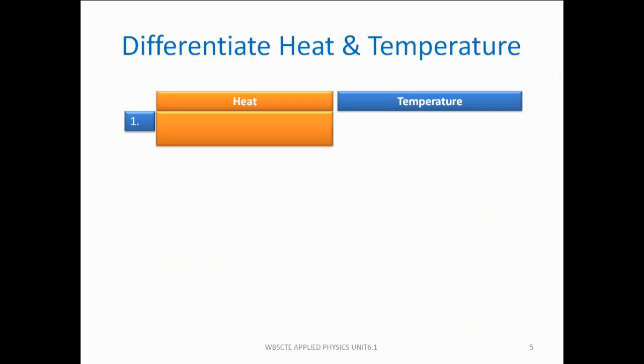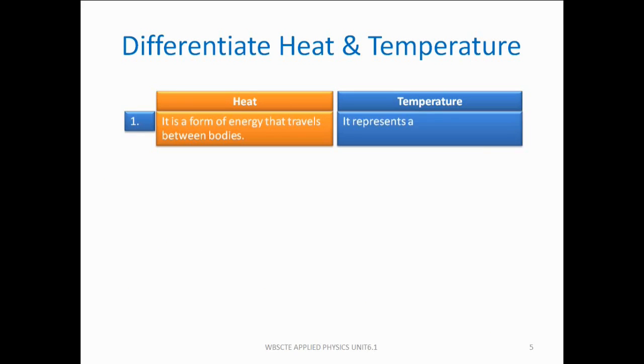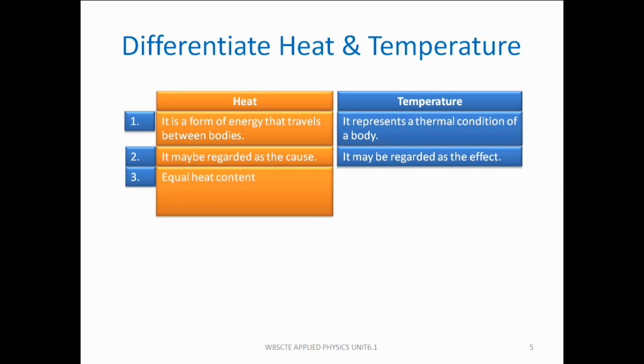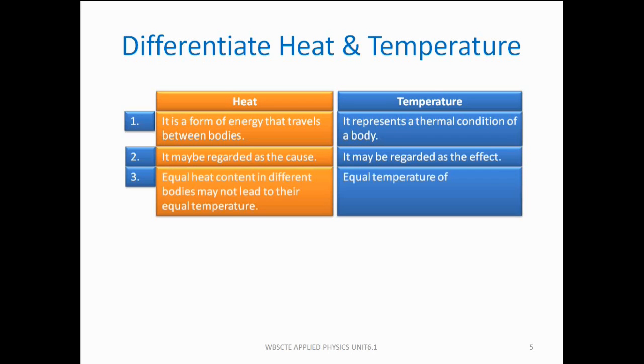Differentiate heat and temperature. Number 1, heat is a form of energy that travels between bodies. Temperature represents a thermal condition of a body. Number 2, heat may be regarded as the cause. Temperature may be regarded as the effect of heat. Number 3, equal heat content in different bodies may not lead to their equal temperature. Equal temperature of different bodies may not lead to their equal heat content.